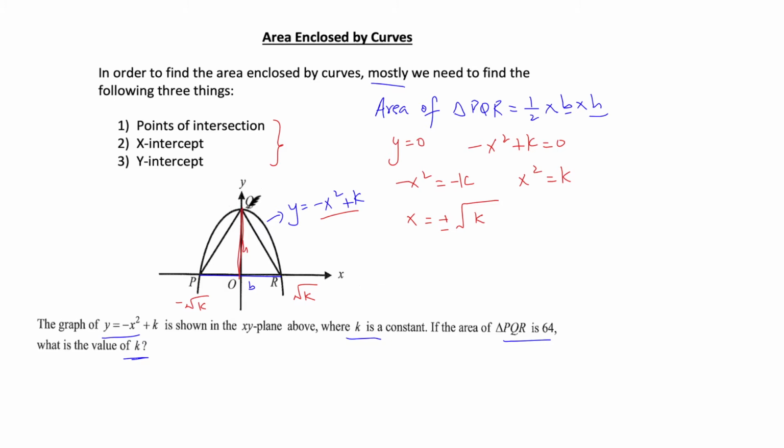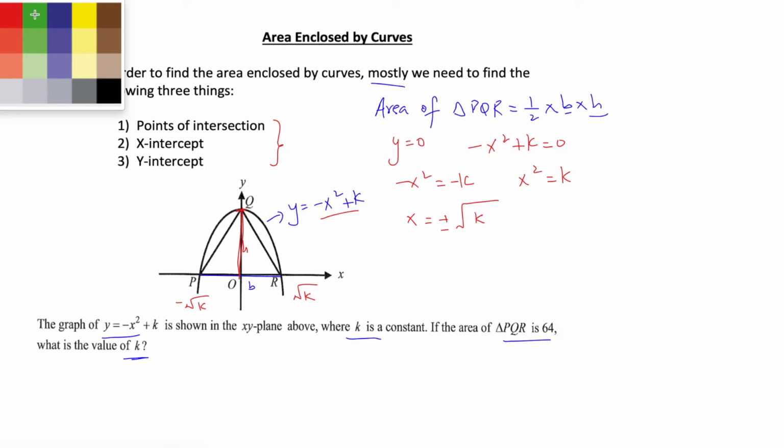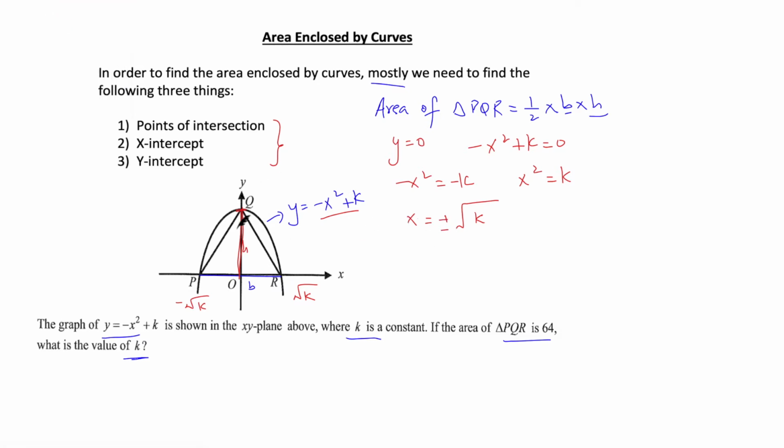The next step is to find out Q. The value of Q, what is the coordinate here? This is basically the y-intercept. So if I equate x equals 0, I will get the y-intercept. First we calculated this and now we are calculating this. So if x equals 0, this becomes 0, so y equals k. So this point is basically (0, k). There you go. We already have the height. So now we have everything.